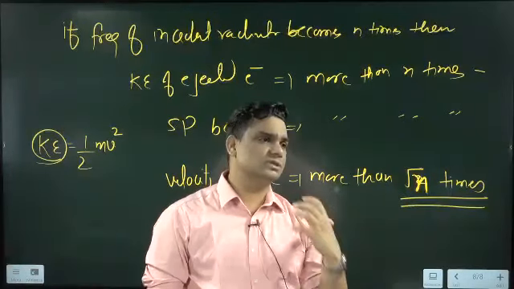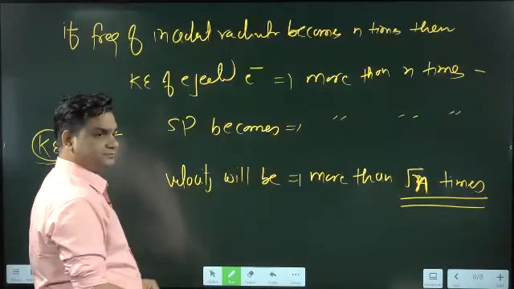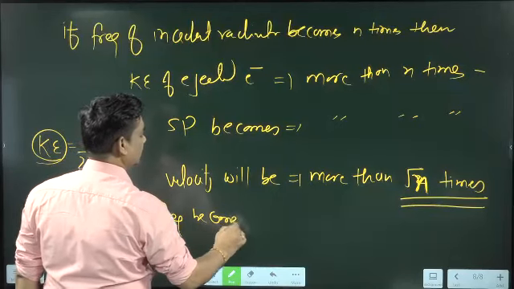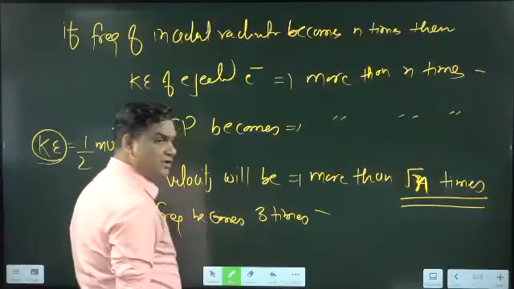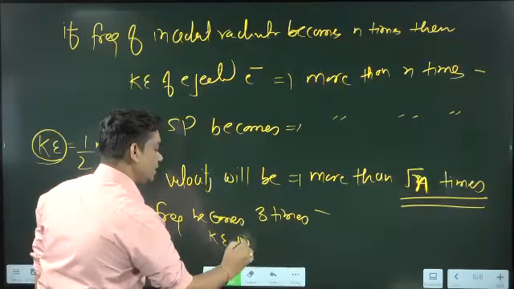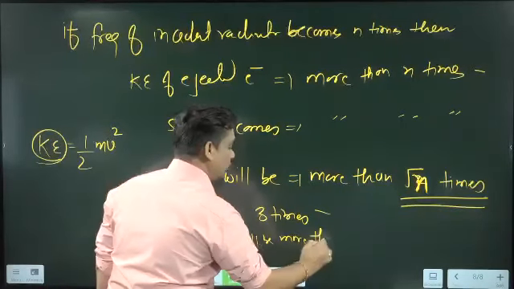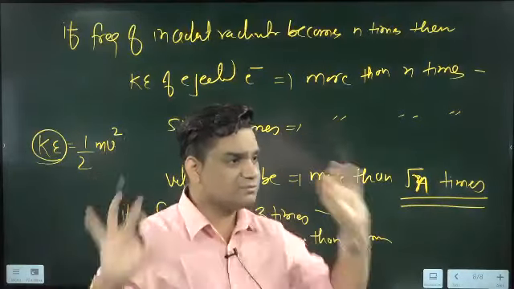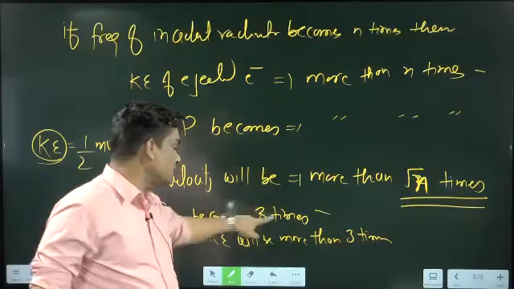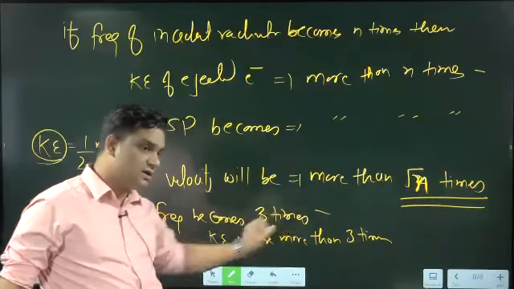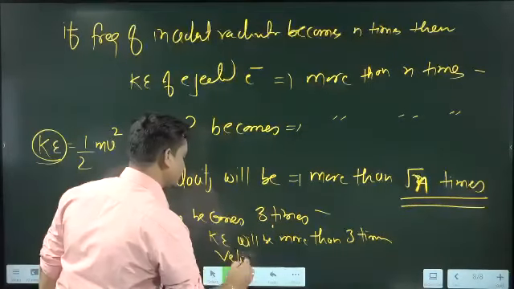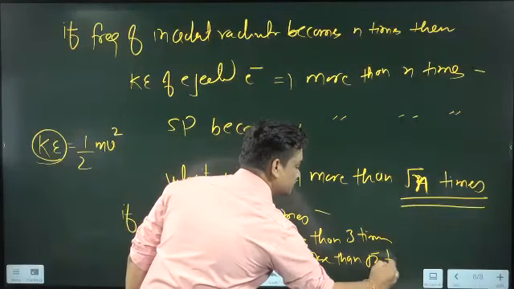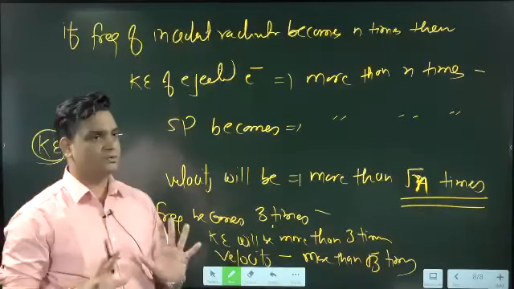How will they ask the questions on this? Question they can ask: if the frequency of the incident radiation becomes 3 times, everyone can say K will be more than 3 times. Kinetic energy will be more than 3 times. And if I ask about the velocity, then you can say velocity will be more than root 3 times. Clear? Done.